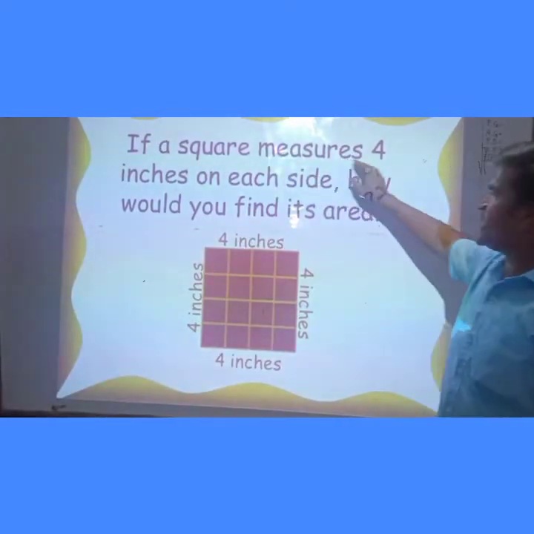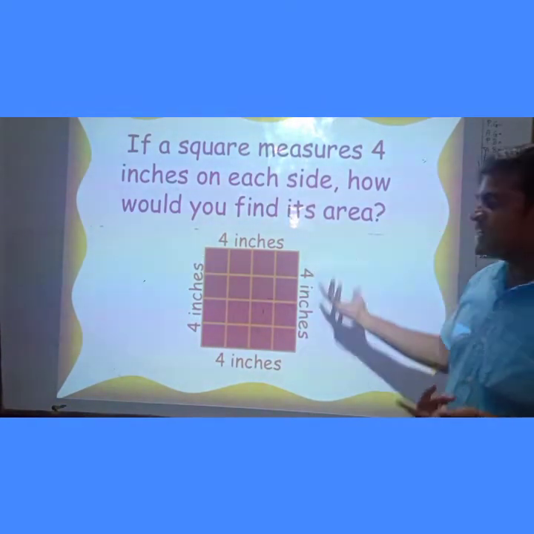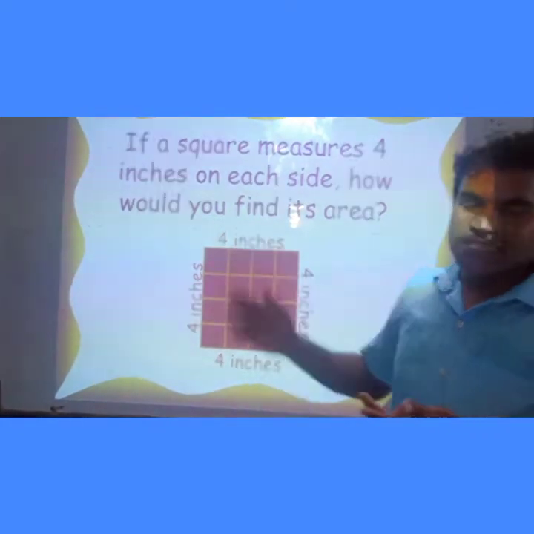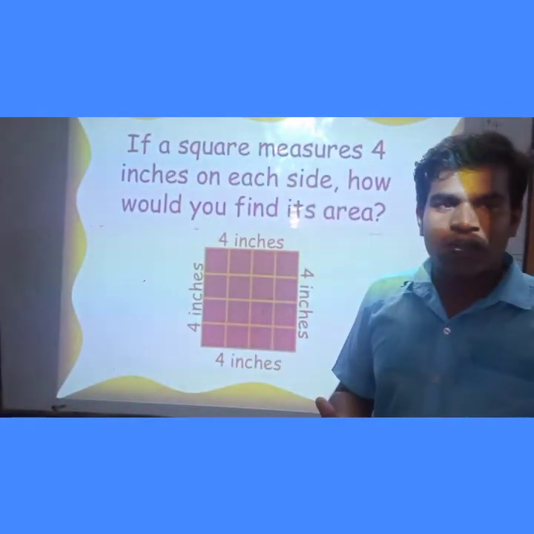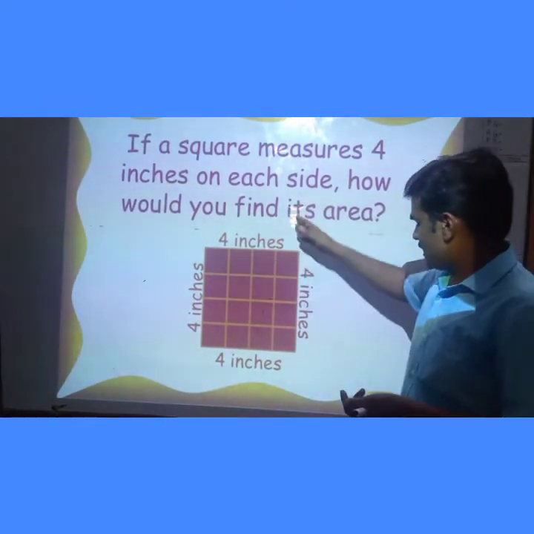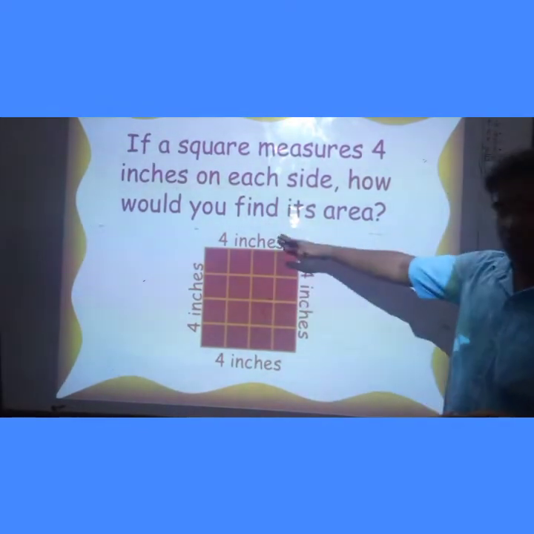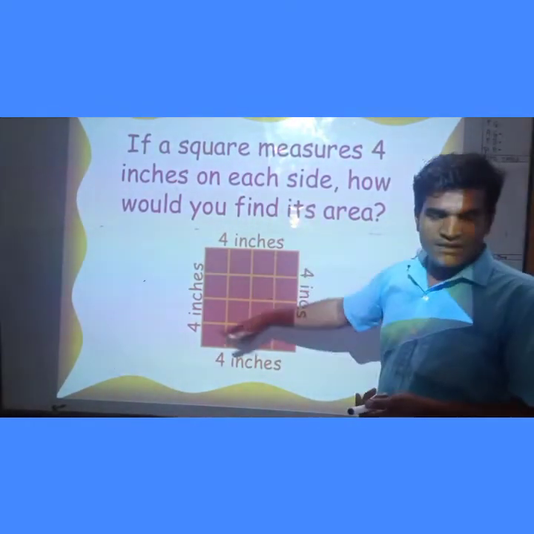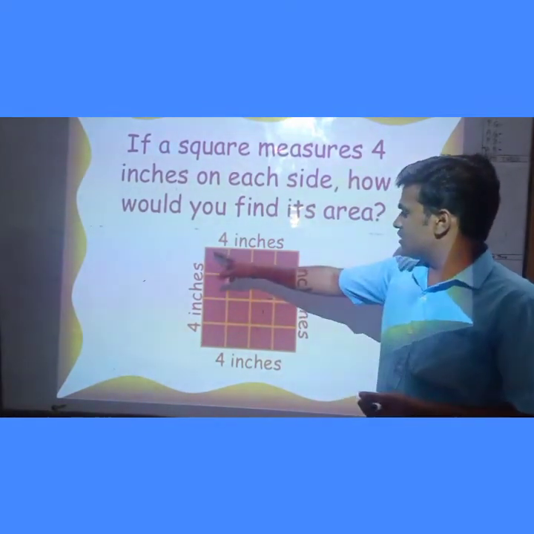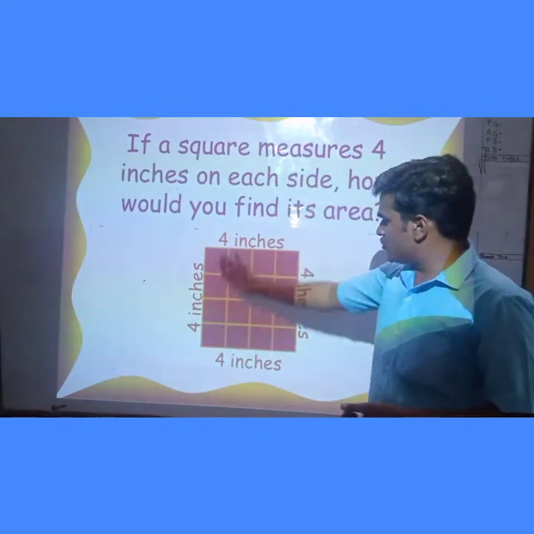If a square measures 4 inches on each side, how do you find its area? Students, if its side is 4 inches, and both sides are 4 and 4 inches, we will multiply 4 into 4 to find the area of that square. How many small square tiles are there? 1, 2, 3, 4 on this side, so 4 into 4 is 16.